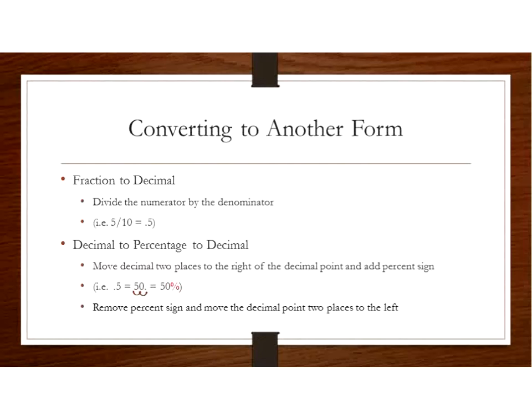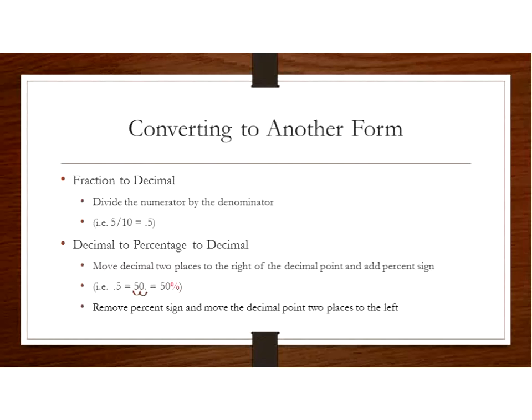You do that by moving the decimal 2 places to the right of the decimal point and adding the percent sign. So in my example here, I have 0.5, which is 5/10. I move that decimal in front of the 5 2 places to the right. You see my little arrows under the 5, so that decimal was originally in front of the 5. I will have to add a 0 in order to move 2 places. So I move it to behind the 5, then behind the 0, and where that decimal lands, that will become a percent sign. So 0.5 equals 50%.